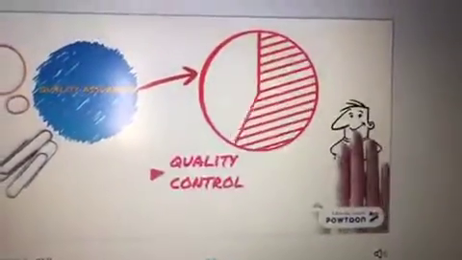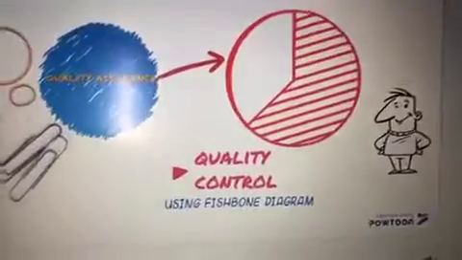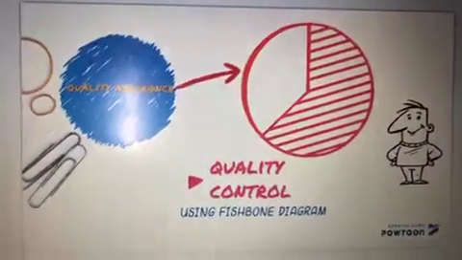So, quality control using a fishbone diagram and the case study involving the Samsung Galaxy Note 7.